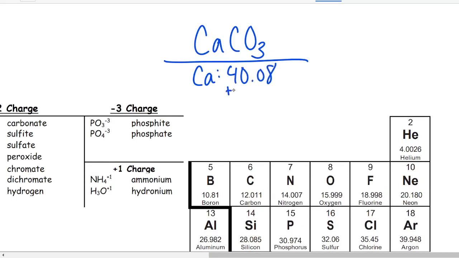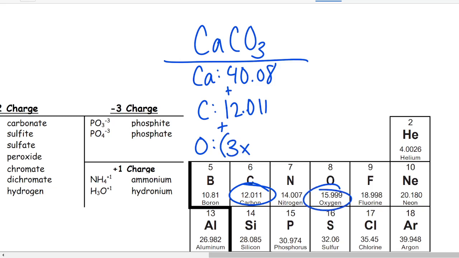And then I would add to that the molar mass of carbon, which is 12.011. And then I would add to that the molar mass of oxygen, but I would multiply that by 3, so 3 times 15.999. So you can go ahead and plug that into your calculator. This is just to get our molar mass taken care of right away. So 40.08 plus 12.011 plus, and then I'm going to do open parentheses, 3 times.